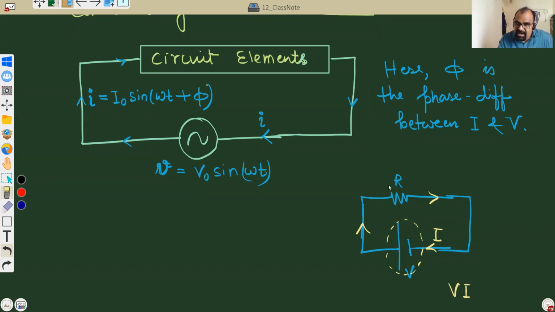Okay. How much is power dissipated in this resistor? Power dissipated in this resistor is I square into R. And obviously that I square into R, which is power dissipated in the resistor, is equal to V into I, because whatever is the power delivered by this source, the same is the power dissipated. Dissipated means wasted or generated in the resistor.